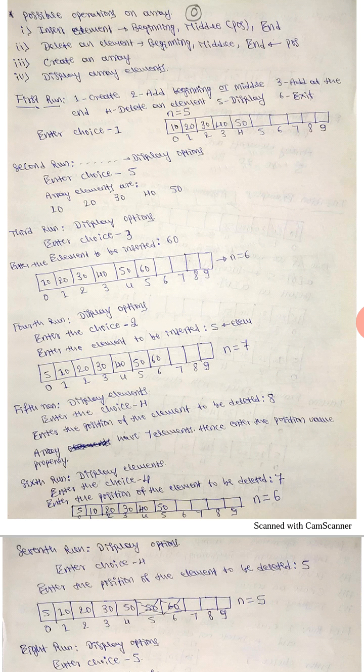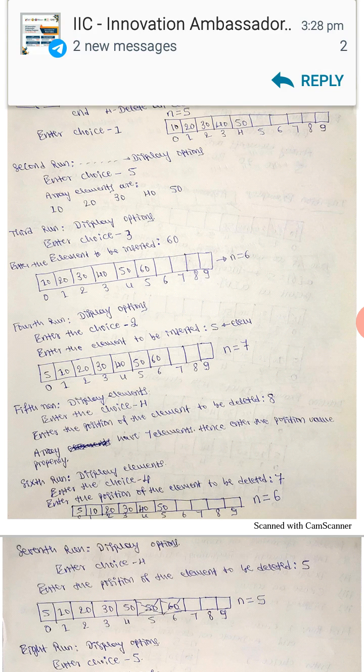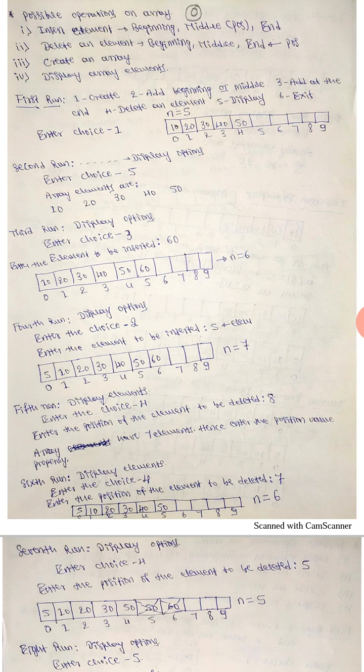For example, our first operation says that we need to create an array with n number of elements. So let us assume that to create an array, the first and foremost thing we require is the size of the array, and then we need that many elements to be entered by the end user. Once the user enters all the elements, we need to simply store them in an array. How can we do that?